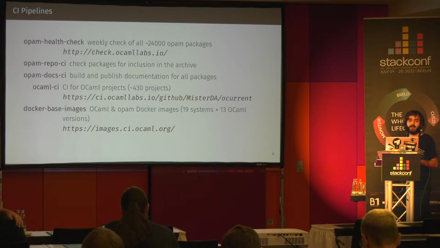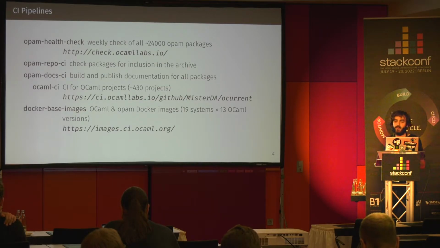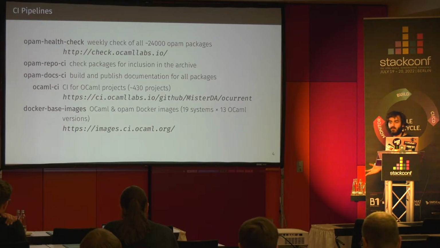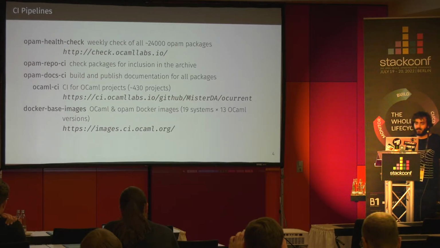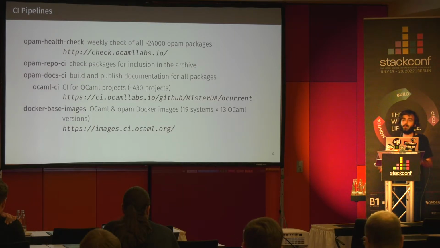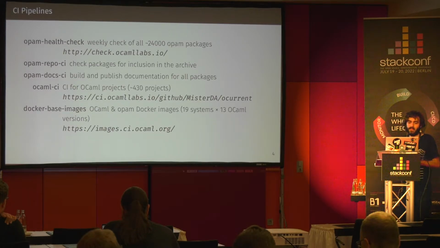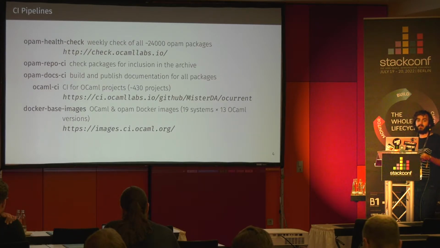OPAM repo CI is a pipeline that will run each time someone wants to publish a new package on the OPAM archive. This one will compute the set of dependencies and the set of reverse dependencies, and will try to build the reverse dependencies of a new library. For instance, if you are breaking all of the users of your library with the new version, you will be notified, and the OPAM maintainers will write the correct set of version dependencies in each of the packages involved. These two are facing the users of OPAM, and more specifically the maintainers.